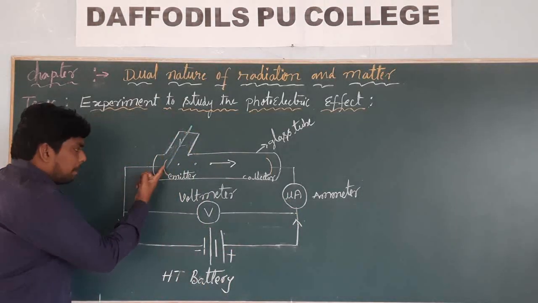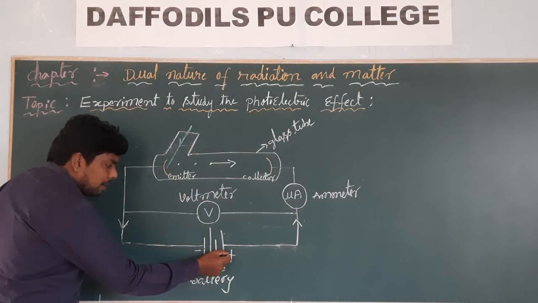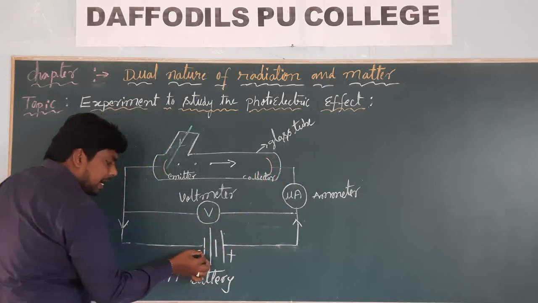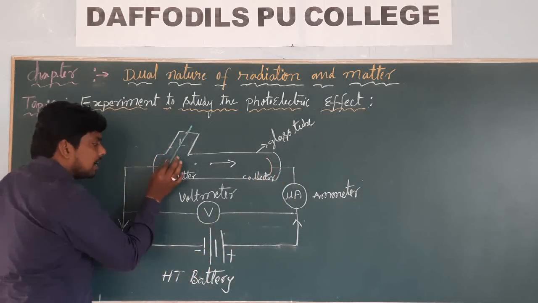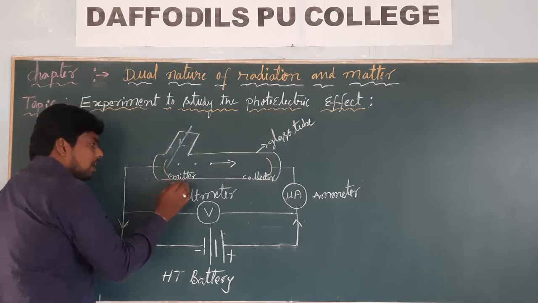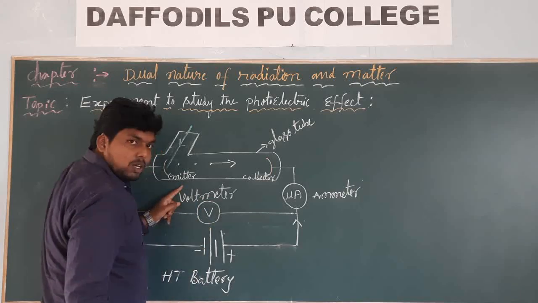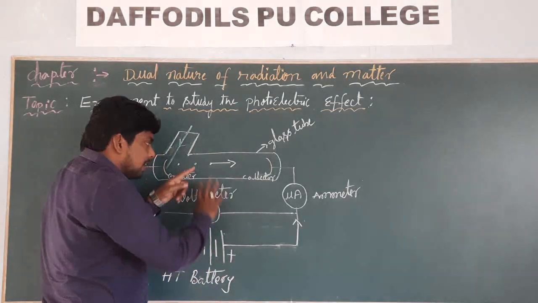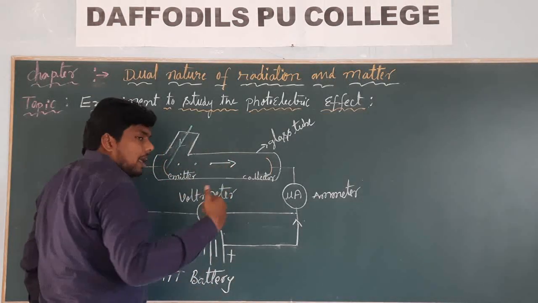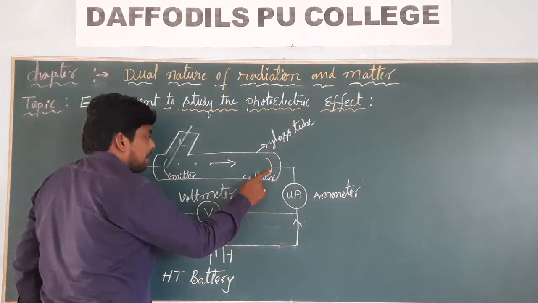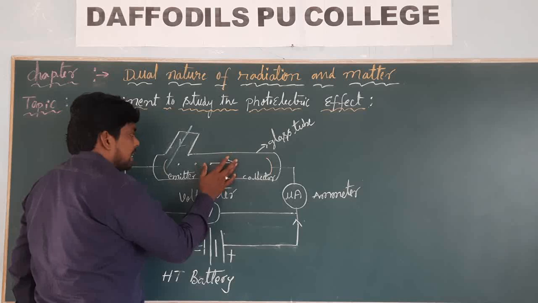Now, the positive terminal of the battery is connected to what? The collector. The negative terminal of the battery is connected to what? The emitter. The emitter and collector are placed in what? The glass tube. That is a vacuum gas tube, meaning there is no presence of any other particle except the emitter plate and collector plate. That is the vacuum gas tube.